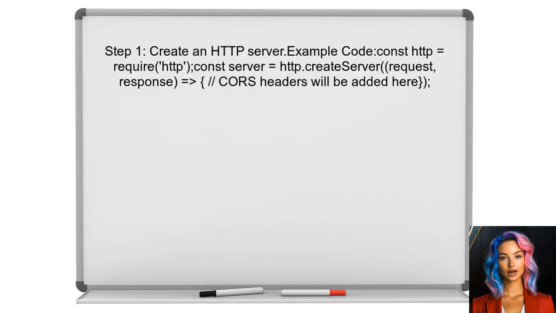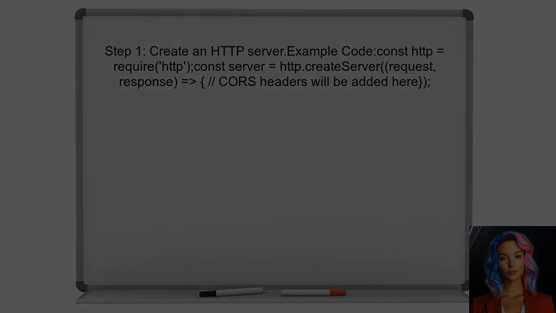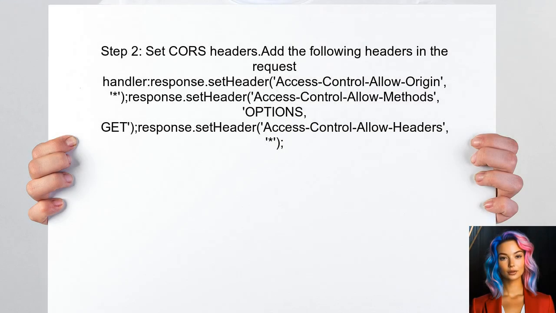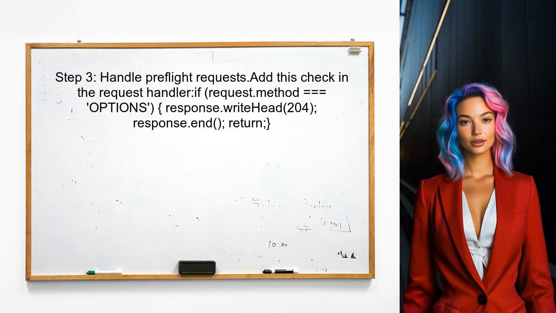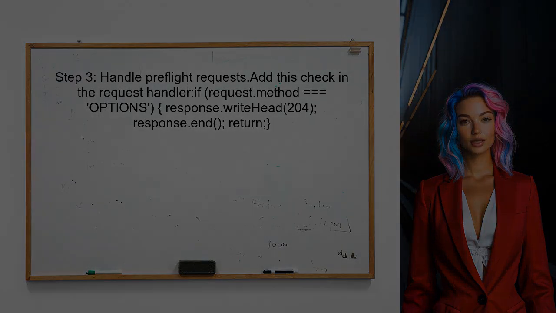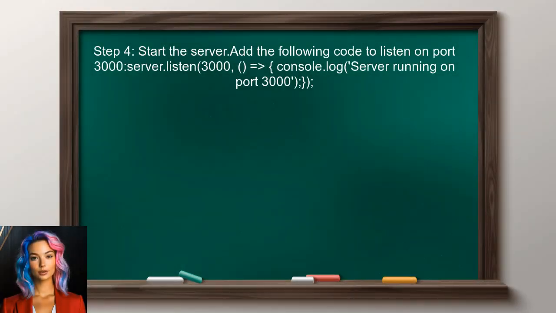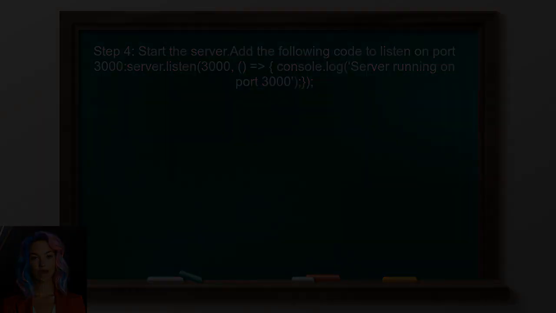To allow cross-origin resource sharing, or CORS, in a Node.js application without using Express, the user should start by creating an HTTP server using the built-in HTTP module. Next, the user needs to set the appropriate CORS headers in the server's request handler. This will allow the server to accept requests from different origins. After setting the headers, the user should handle pre-flight requests. This is done by checking if the request method is OPTIONS and responding accordingly. Finally, the user should start the server and listen on a specified port. This will make the server ready to accept incoming requests.